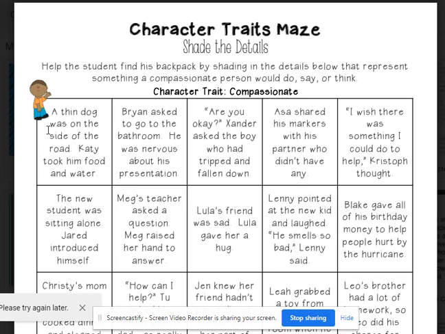Okay. So, for example, a thin dog was on the side of the road. Katie took him food and water. Is that something a compassionate person would do? Well, Katie saw that a dog was on the side of the road, and he was thin. So obviously that dog was not being fed, and Katie noticed that. And instead of just walking away, she went and gave him food and water. That is definitely something a compassionate person would do. So you would color this in, okay?